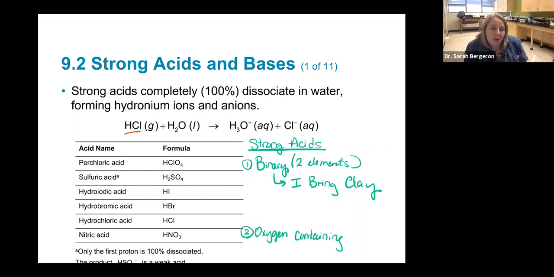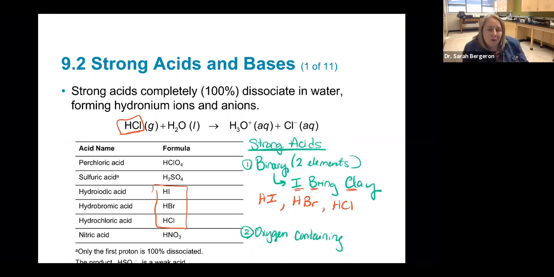So our strong acids, if they're only two elements like HCl, right, that's hydrogen and chlorine, that's binary, meaning two. Just remember, I bring clay. So HI is a strong acid, HBr, so I, Br, and Cl, I bring clay. Those are the three strong binary acids. So those are here, HI, HBr, HCl.